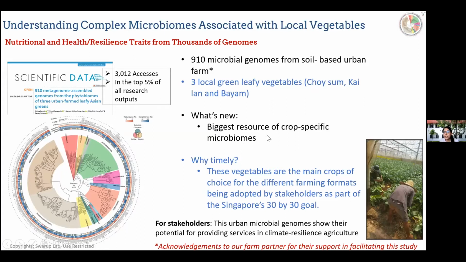And this is the biggest resource that is known for crop-specific microbiomes so far. And what do we learn from here? We learn that these microbiomes have unique capabilities and unique functionalities, which can help in promoting plant production, especially catered for Singapore needs, because these are the microbes which were harvested from our soils, our Singapore soils.